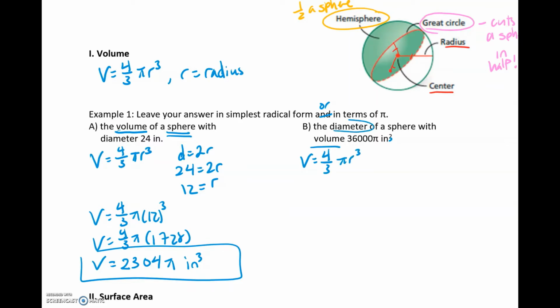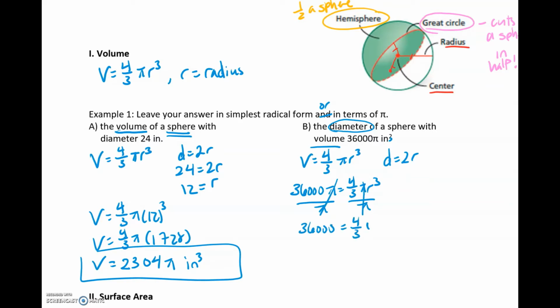I know I'm looking for a diameter, but in the formula I'm given radius, so we have to go back and think, oh, right, we said earlier diameter is 2 radii. So what we want to do now is hopefully pretty clear. Use the volume to find the radius, then multiply that by 2, right? So let's go ahead and plug it all in. So 36,000 pi equals 4 over 3 pi r cubed. Remember, pi is just a number. We can divide by pi just to get rid of that right away.